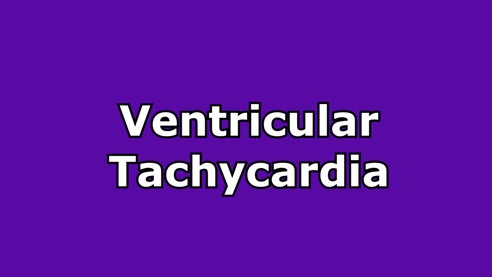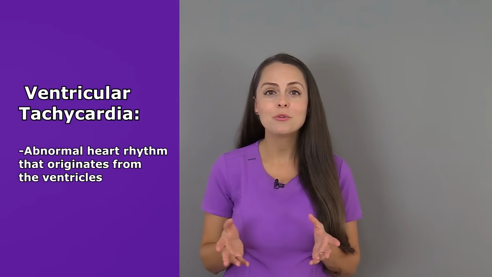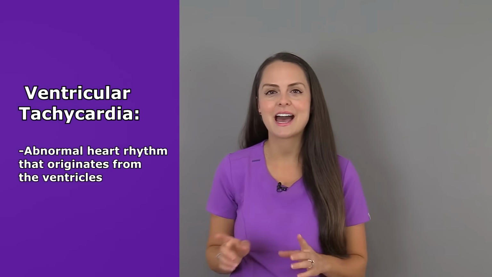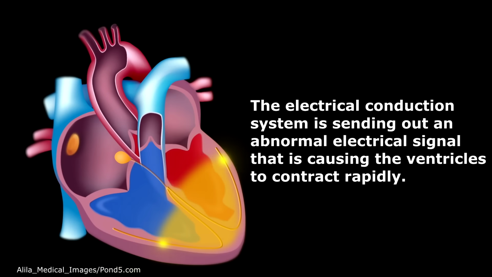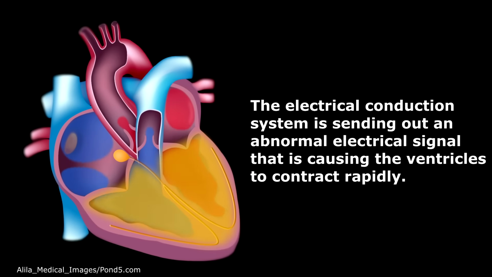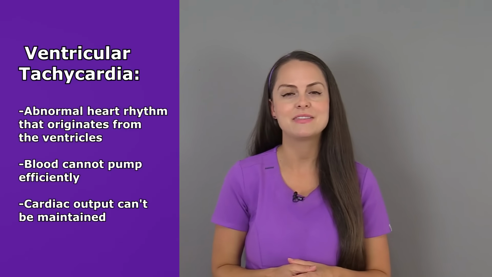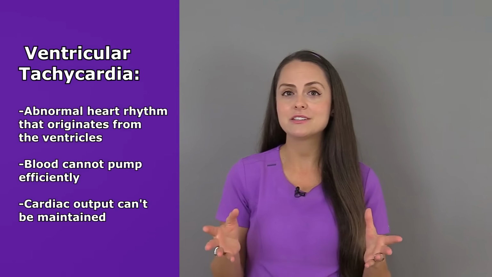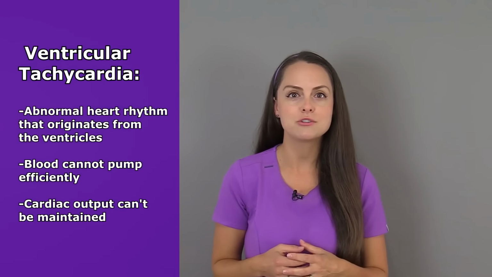Next, let's look at ventricular tachycardia. What is ventricular tachycardia? Well, it's an abnormal heart rhythm that originates from the ventricles, hence why we call it ventricular tachycardia. And the reason that this rhythm is occurring is because the electrical conduction system is sending out an abnormal electrical signal that is causing those ventricles to just contract very rapidly. And the problem with this rhythm is that these ventricles cannot pump blood out efficiently through the heart. And if it can't do that, cardiac output cannot be maintained. So we really want to correct this as soon as we notice it.